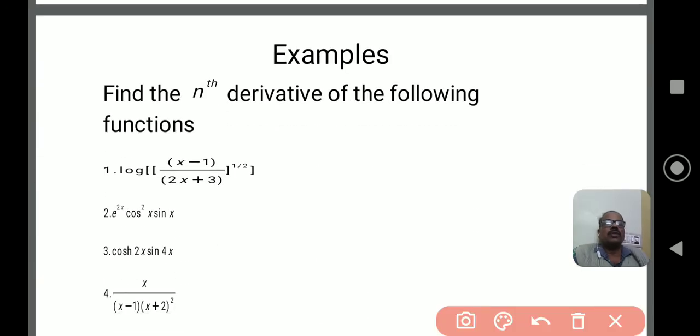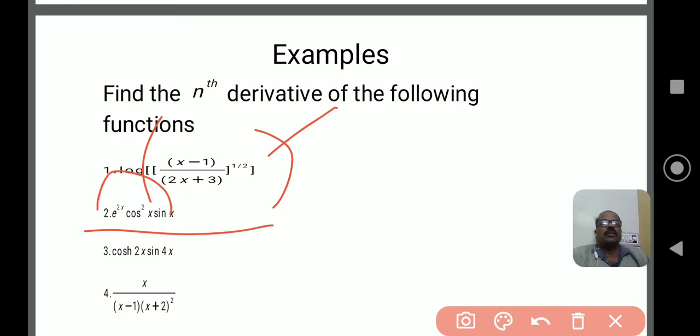Okay, now the same thing you can apply: log of (x minus 1) divided by (x minus 2x plus 3) whole to the power of 1 by 2. Apply the same fourth result, here we get a solution. Again e power 2x into cos square x sin x: make these two a pair, e power 2x into sin x is one term, and cos square x can be expressed by using transformation formulas. We can apply the transformation formula again, and we get a result for this.